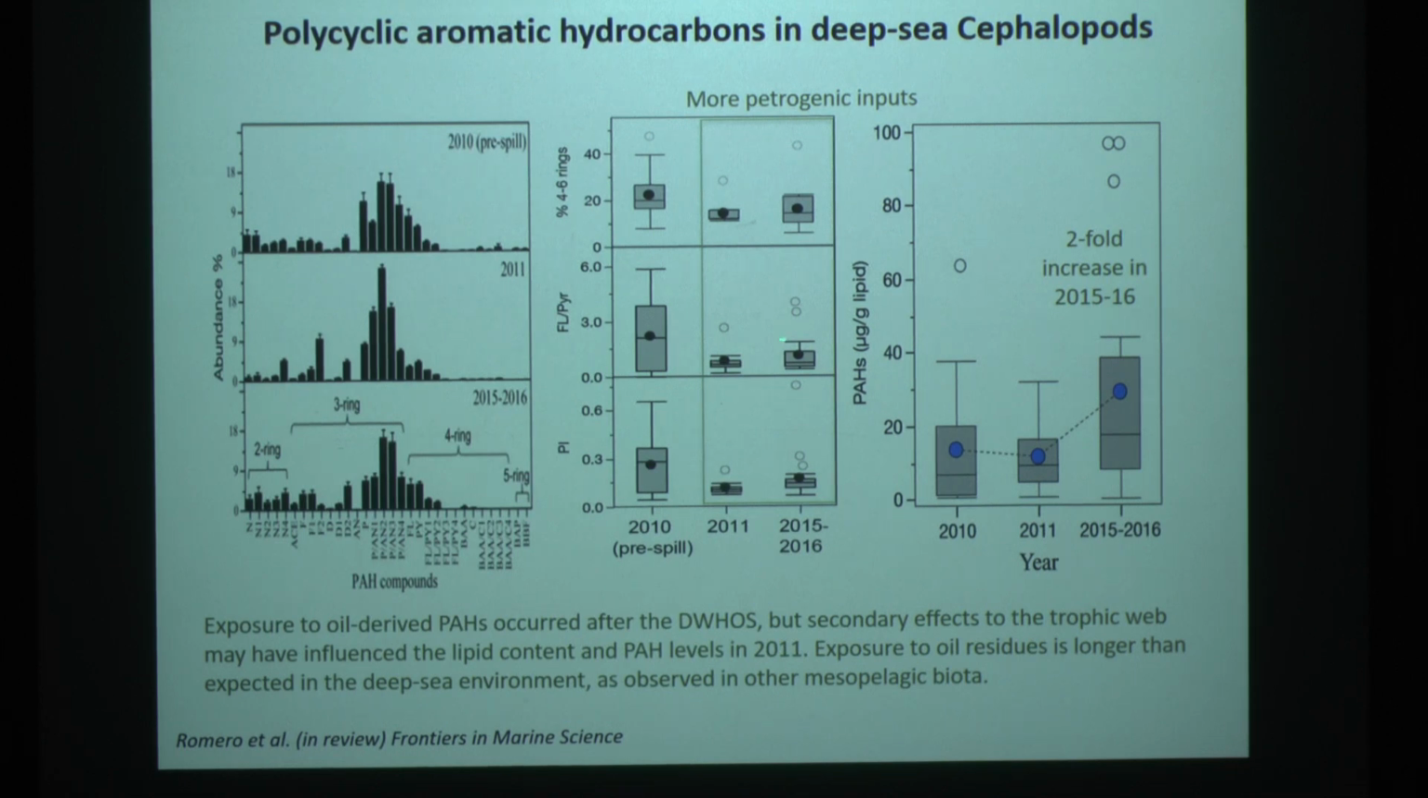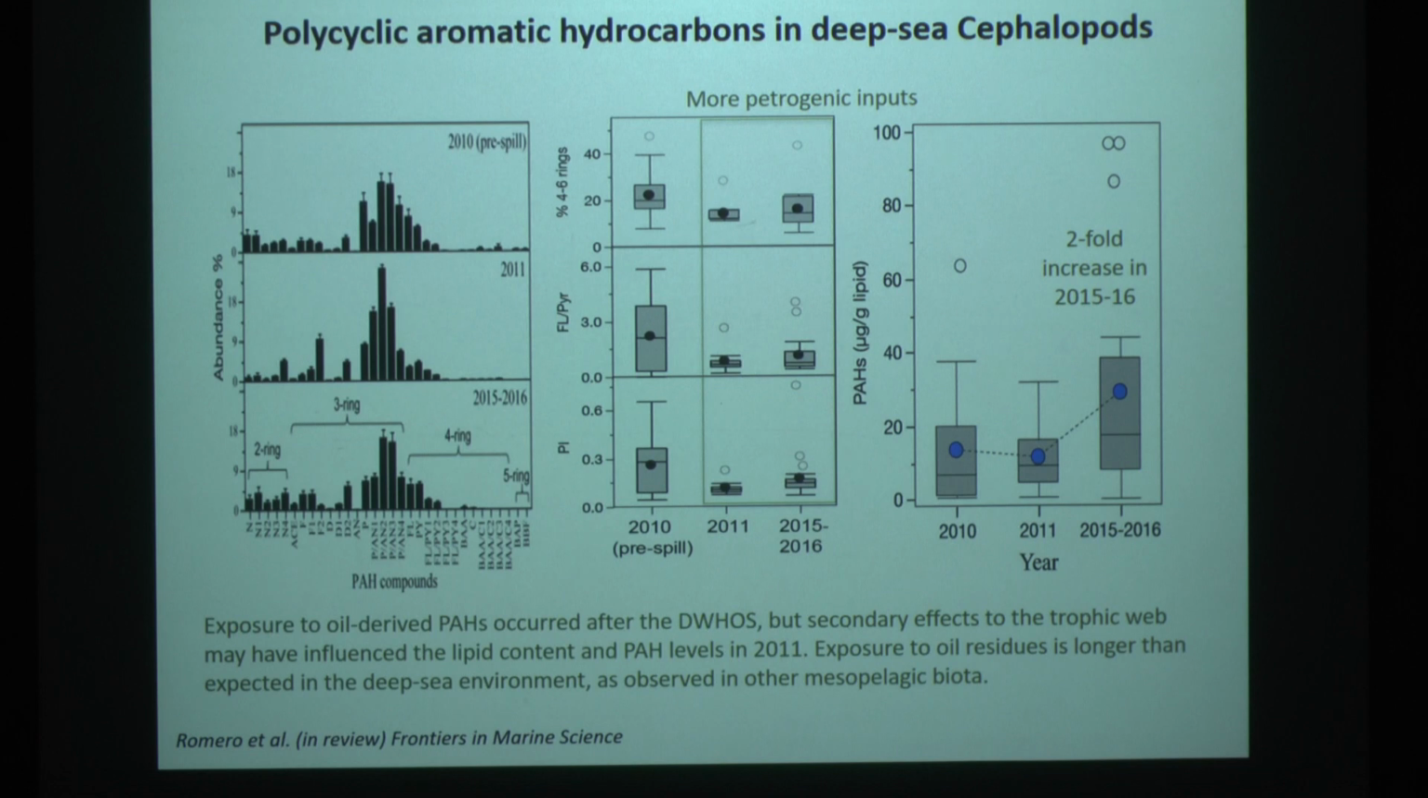But then when we look at the concentration on the right side, over time, we see a pattern that we were not expecting. When you have one event causing contamination, you expect to see an increase and then a decrease. But in this case, we saw a twofold increase in this concentration in 2015 and 16, 5-6 years after the spill, not right after. So we looked into this to understand what's happening if you see a change in the composition but not in the concentration.